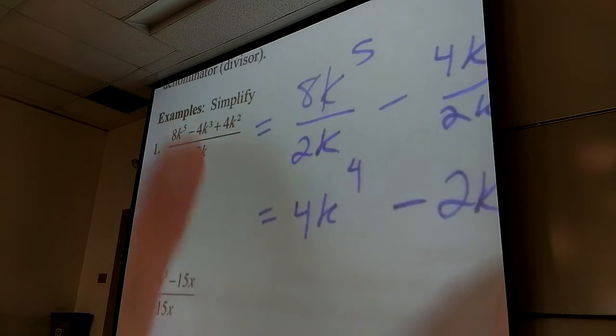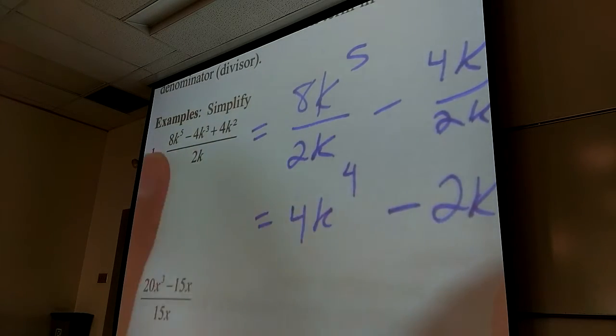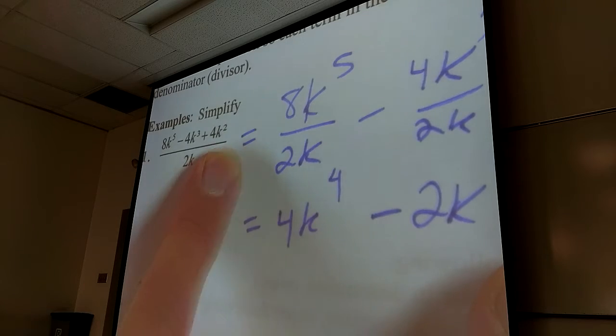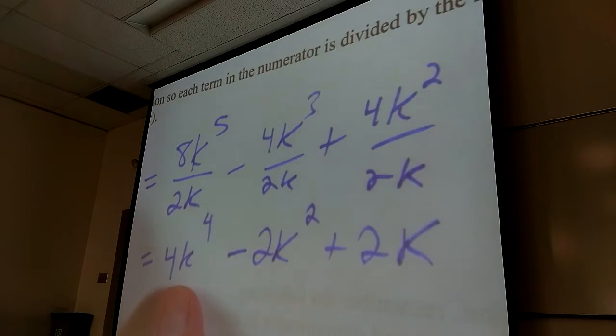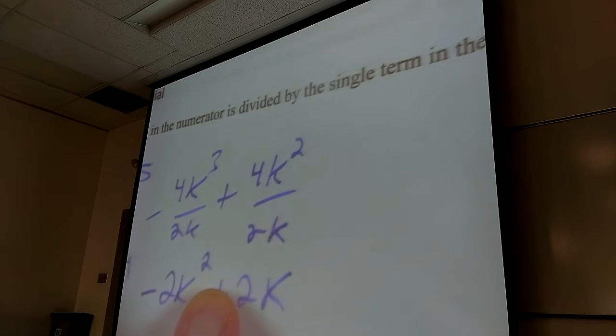You're dividing by 2 and k, so all your numbers get cut by a factor of 2, and you lose a k. So 8 goes to 4, you had 5 k's, now you have 4. 4 goes to 2, you had 3 k's, now you have 2, and so forth. That's another way to look at it.